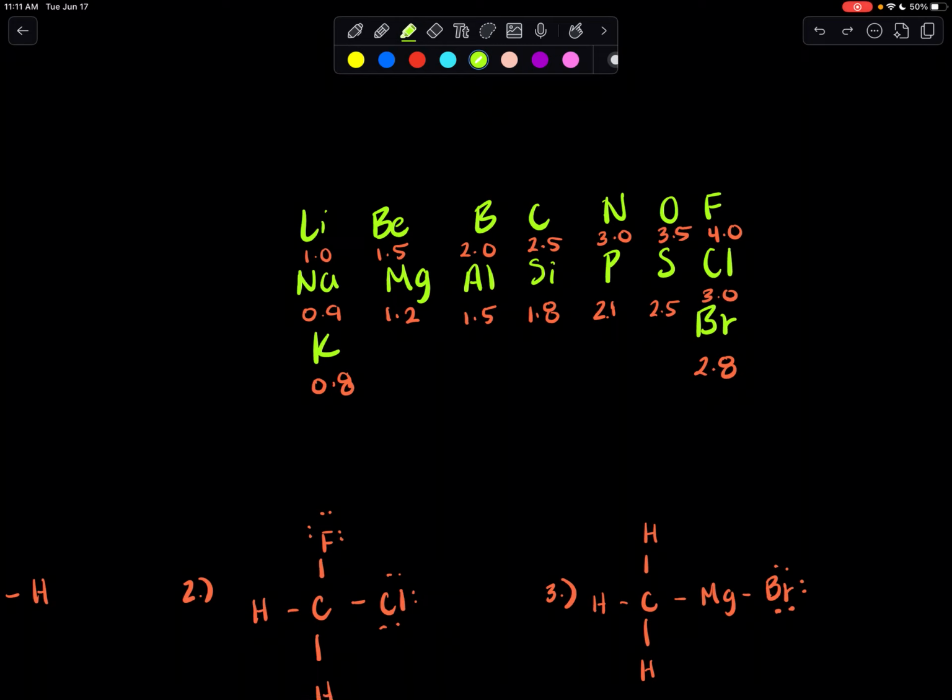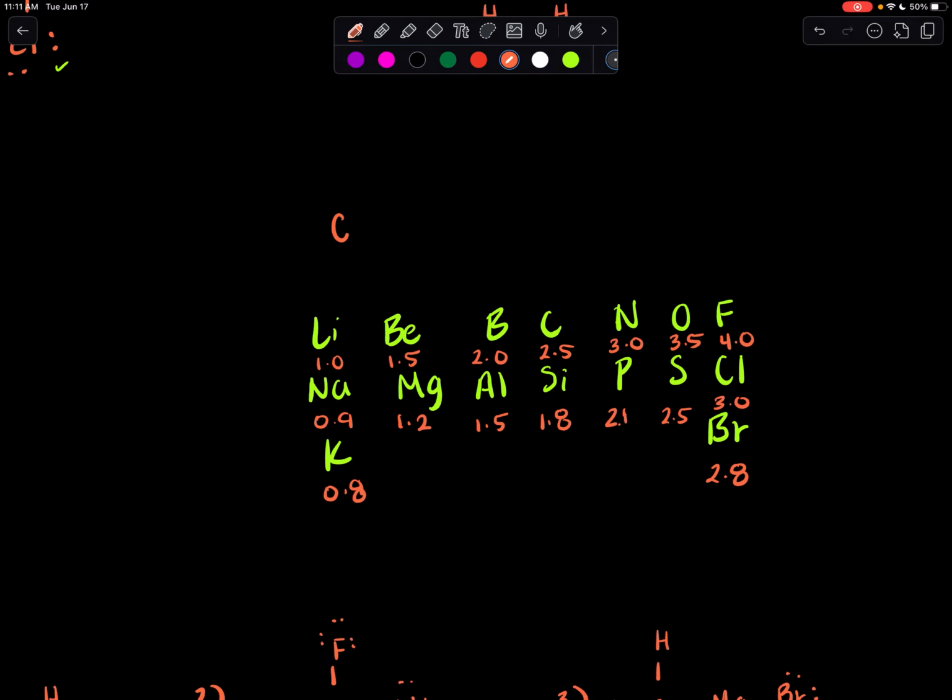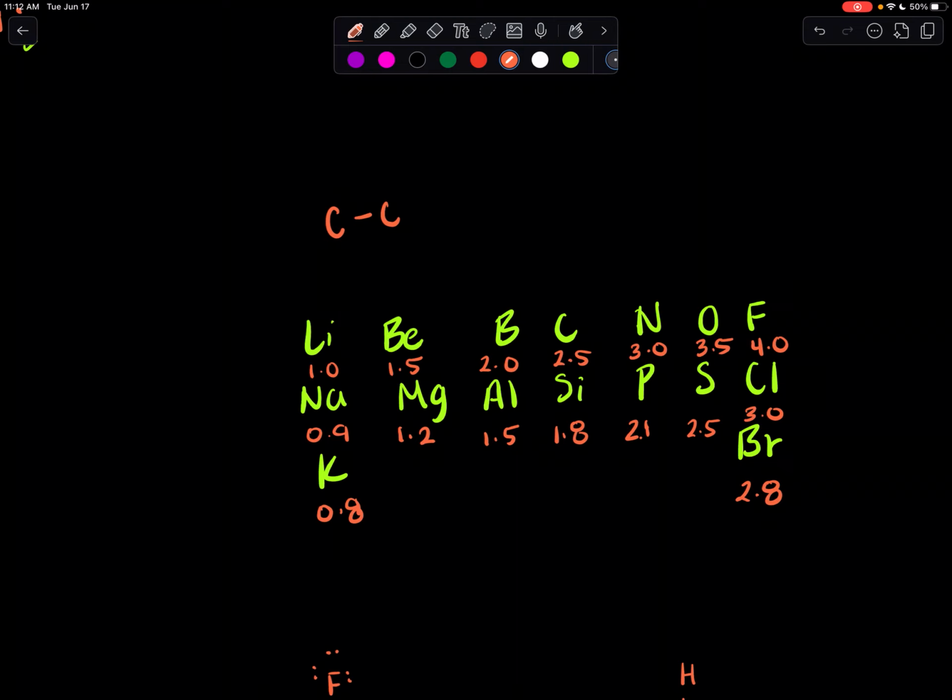So let's say we have a carbon with another carbon, and that is a bond. We're going to say that there's a very small difference in electronegativity, so we're going to call that a covalent bond. This is a covalent bond. Now, this also applies for a carbon bonded to a hydrogen.